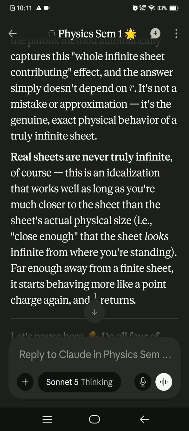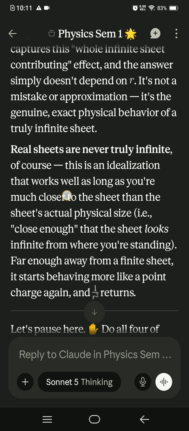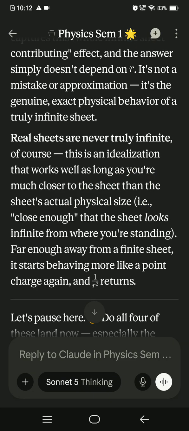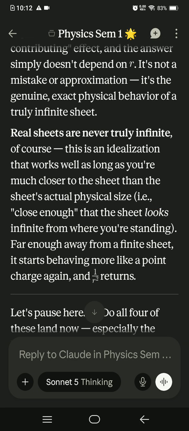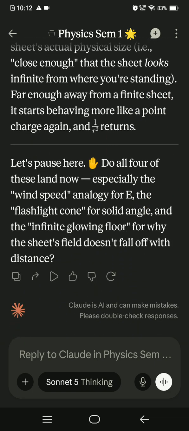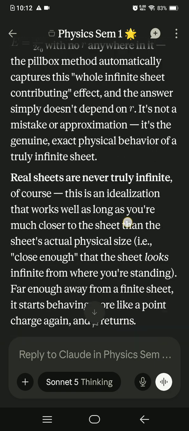Real sheets are never truly infinite. Of course, this is an idealization, but it works well as long as you are much closer to the sheet than the sheet's actual physical size, so that the sheet looks infinite from where you are standing. So, the topic is complete and we are done.